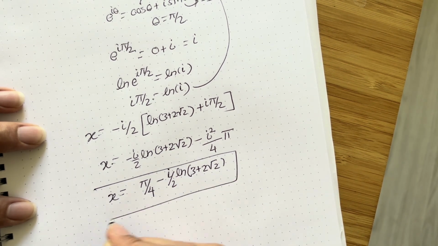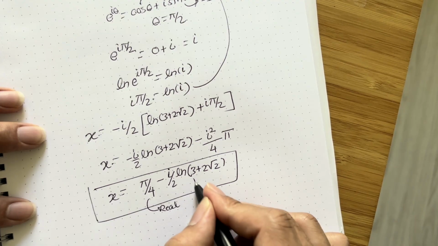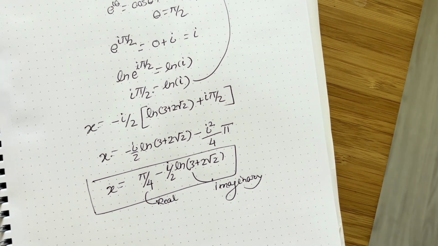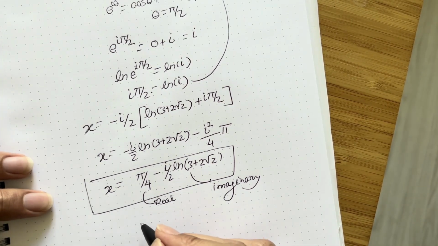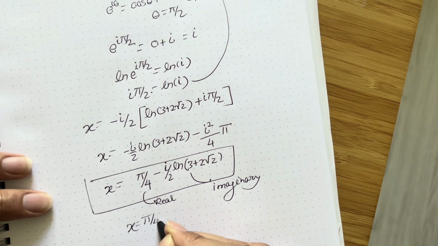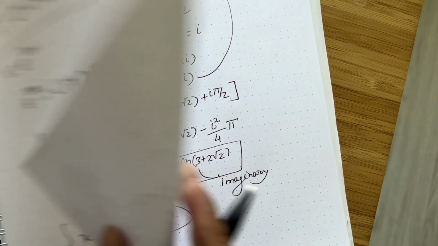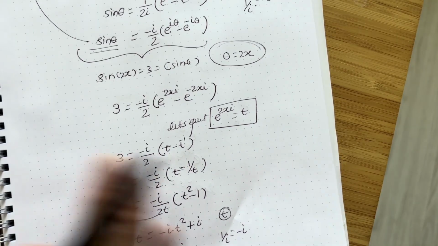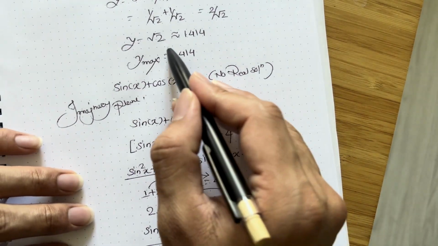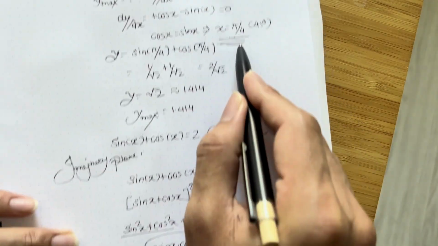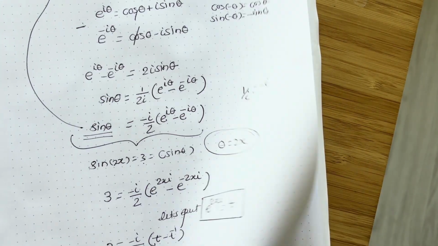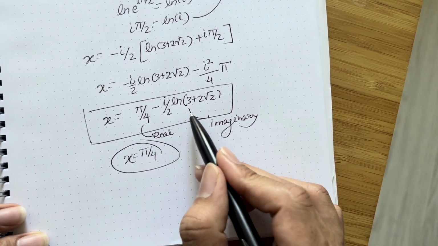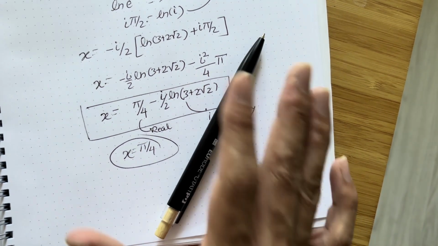So this is our solution. This is the real part and this is the imaginary part. If the imaginary part is 0, then the solution for x we get is pi by 4, which is nothing but our solution to the maximum value of y, which occurs here at pi by 4. Realize how beautiful this is? We have a real part in the real world, and then there is the imaginary part in the imaginary.